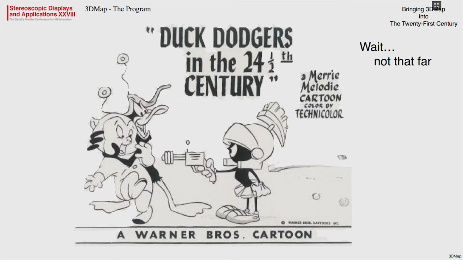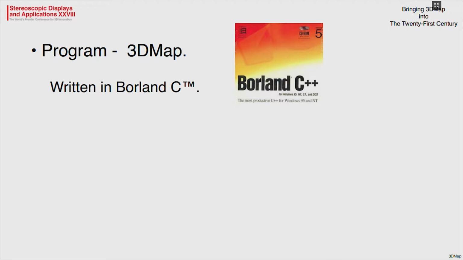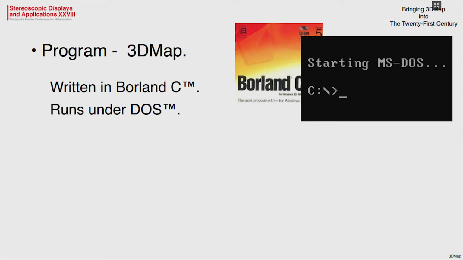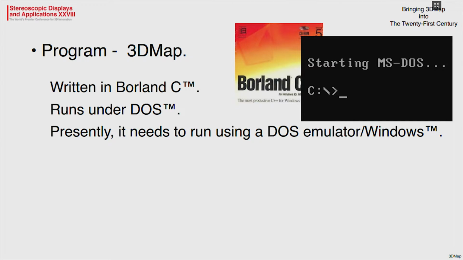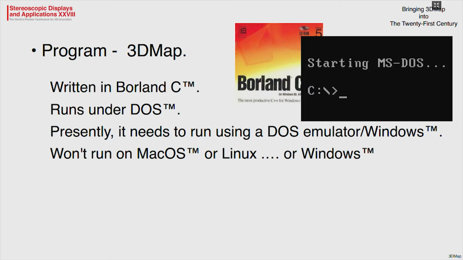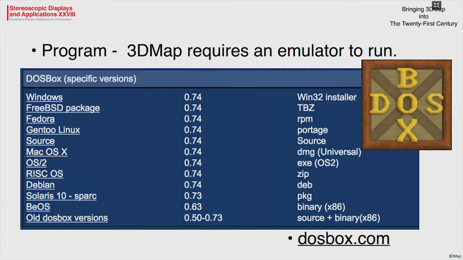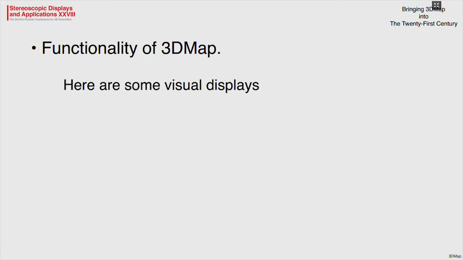So wherever we're going to be dealing with code that has been developed anywhere from a decade to a quarter of a century. So 3D map, first thing to know is that it's written in Borland C, used MS-DOS. Presently, it needs to have an emulator in order to run. It's not going to run on the Mac. It's not going to run under Linux or anything else. But there is a program available that you can use that can run that code.